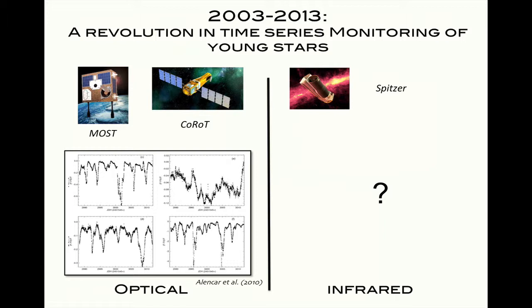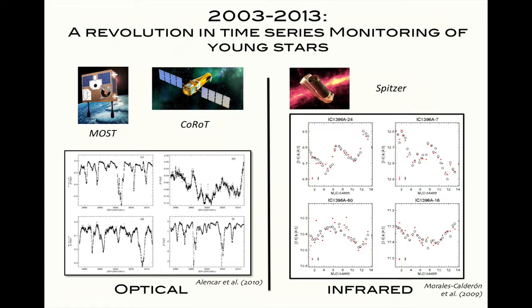So in 2009, there was a pilot project just before the cryogenic mission of Spitzer ended to look at some young stars in the IC 1396 cluster. And what did we find? Well, amazingly enough, a number of these young stars, 4 of which are shown here, were variable at the 10, 20, 30% level, and that was quite a big surprise. What was causing that variability? Initially, it was quite a mystery.